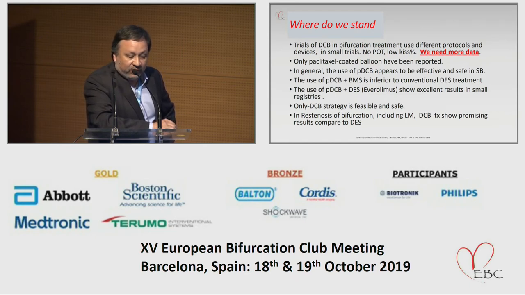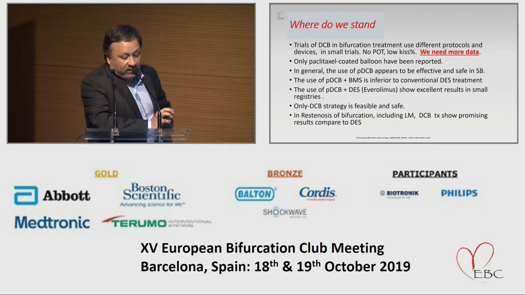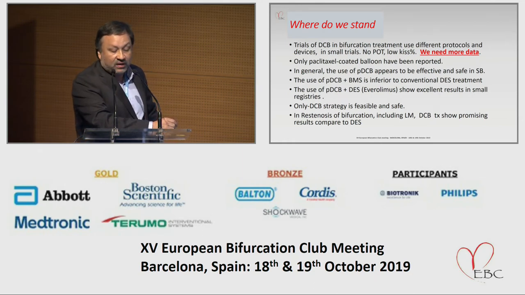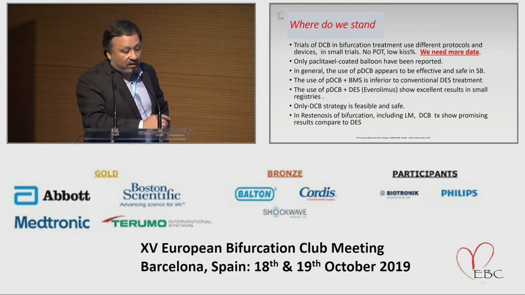The trials of bifurcation treatments use different protocols, different devices, small trials, no POT, low percentage of kissing balloons, so no state-of-the-art bifurcation treatment. Only paclitaxel-coated balloons were reported. In general, the use of paclitaxel drug-coated balloon appeared to be effective and safe in the side branch. Using it with bare metal stents is not recommended. It's inferior to DES, and the use with everolimus DES shows excellent results. And a provocative conclusion, the drug-coated balloon-only strategy maybe is feasible and safe.